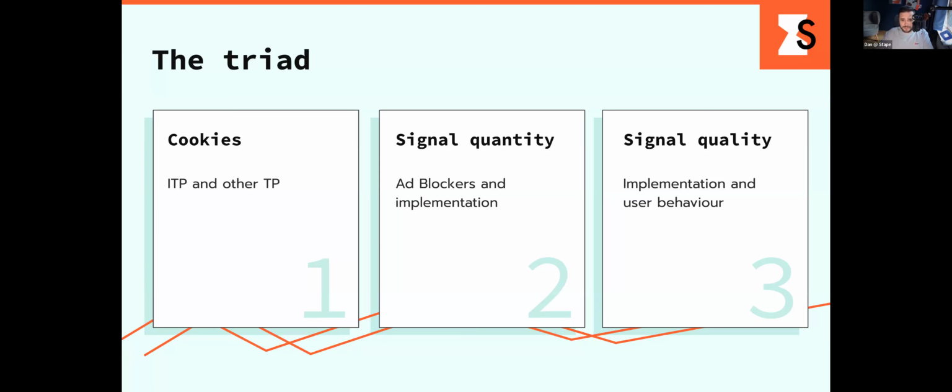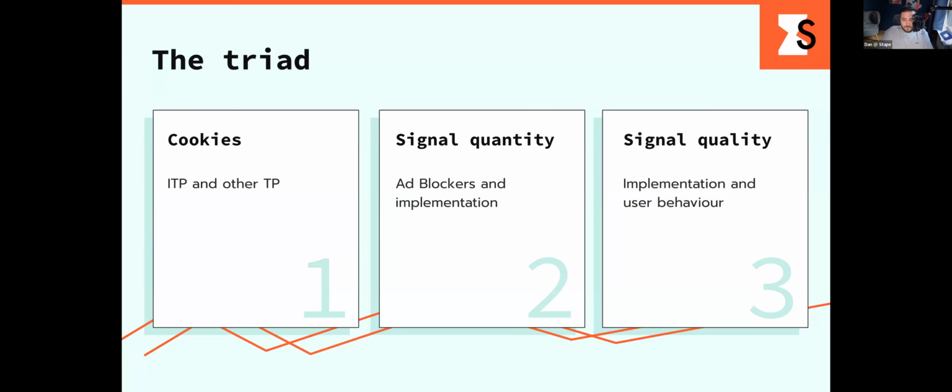The second is signal quantity, the sheer amount of events you're sending to any advertising platform, which of course informs your attribution as well. And if some of those hits are blocked by ad blockers, obviously there's nothing you can do to get that information and to deliver it to your ads cabinet. Therefore, your attribution suffers as well.